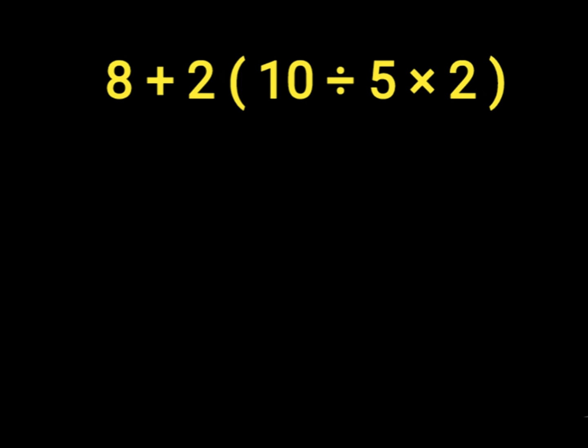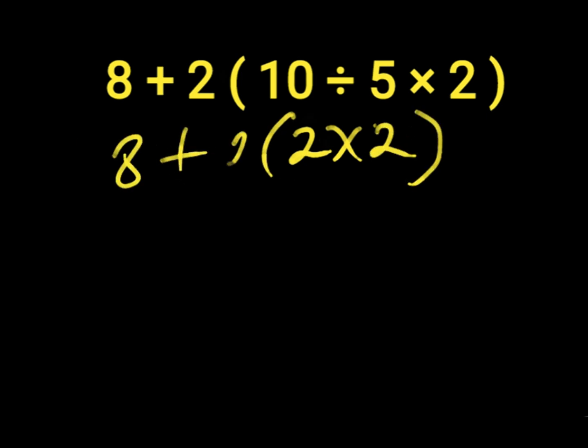We first of all solve our parenthesis, which is 10 ÷ 5. 10 ÷ 5 will give us 2. Then we have 2 × 2. Then put it in our parenthesis. Then we'll bring down 8 + 2. So 2 × 2 will give us 4.